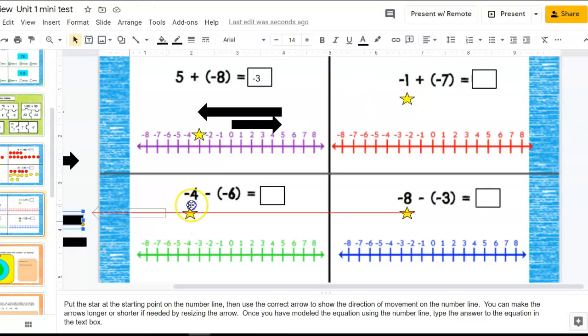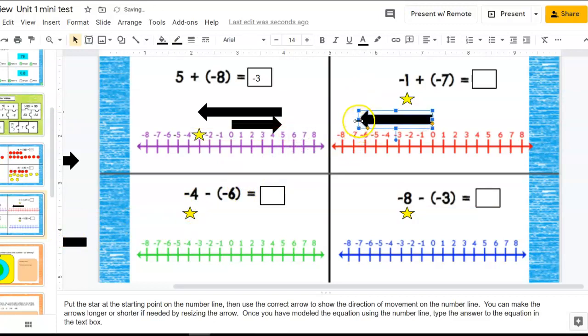Here I am going to go to negative 7. And then I'm going to add a negative 1. So I'll have to shrink my arrow to negative 1. And then I end up with a negative 8. So I'm going to put a star on my negative 8.